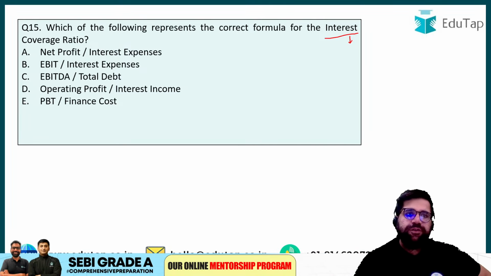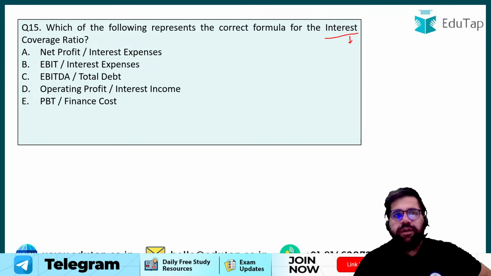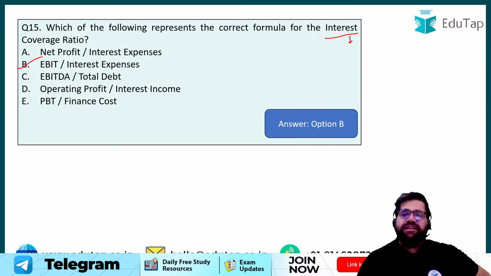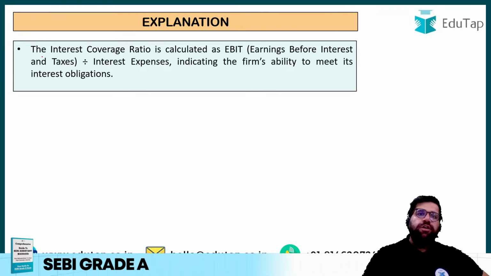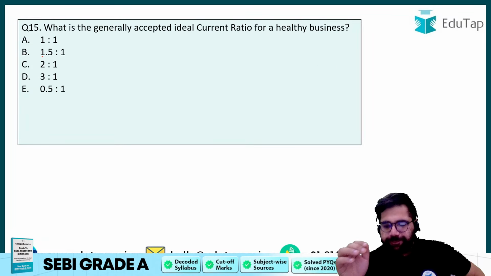So is it net profit divided by interest expenses, EBIT by interest, EBITDA by total debt, operating profit divided by interest income, or PBT divided by finance cost? Yes, the correct answer will be option B, which is EBIT divided by the interest expenses. Next, moving forward to the next question.